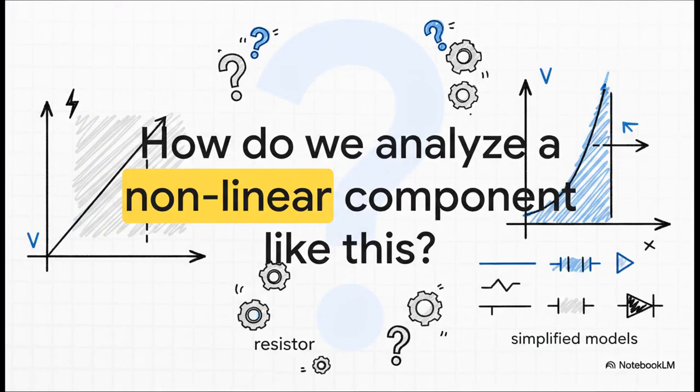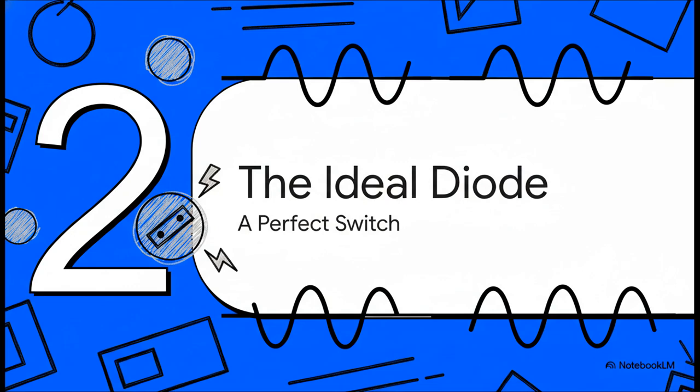See, with a resistor, life is easy. The relationship between voltage and current is a nice, predictable straight line. You probably remember it, Ohm's law. With a diode, though, it's a curve. And that nonlinear behavior makes the math a real headache. So what do you do? Well, to make their lives easier, engineers came up with some clever shortcuts. Simplified models.